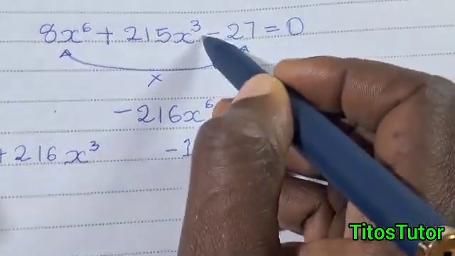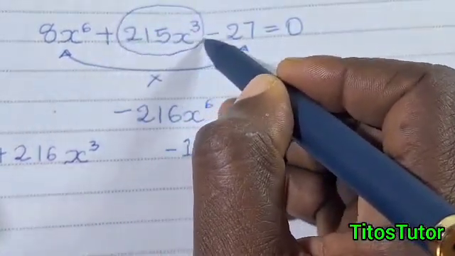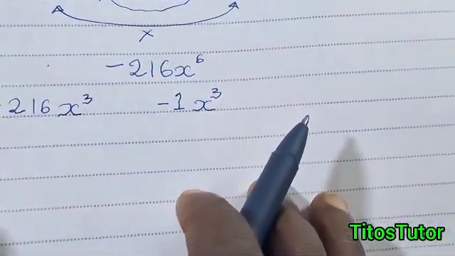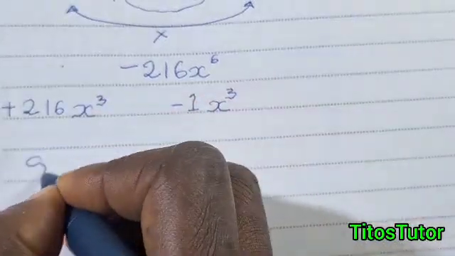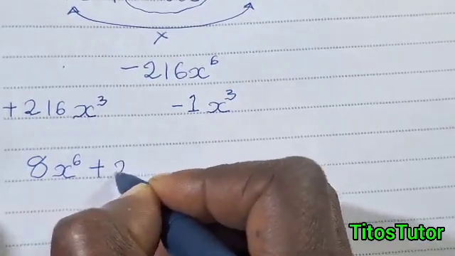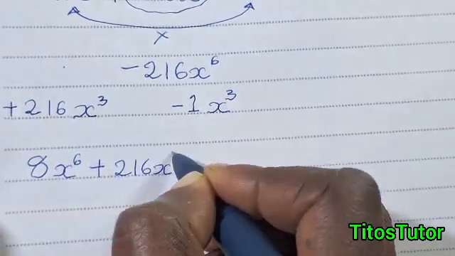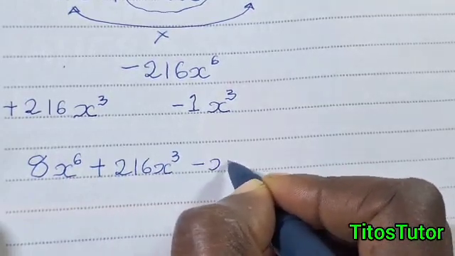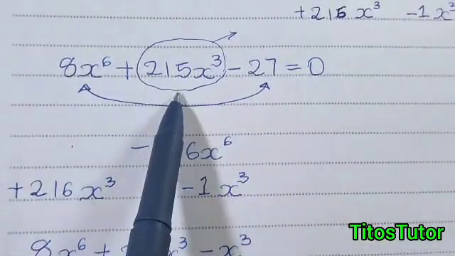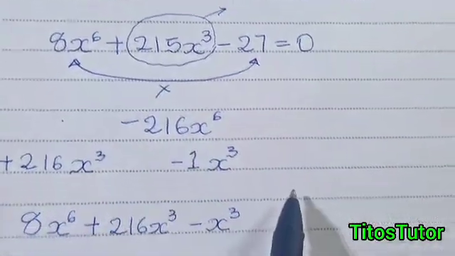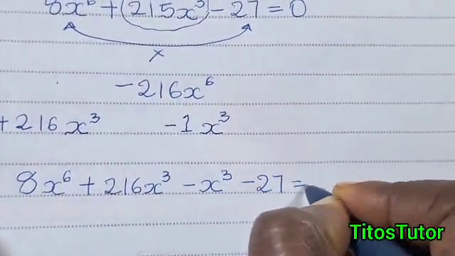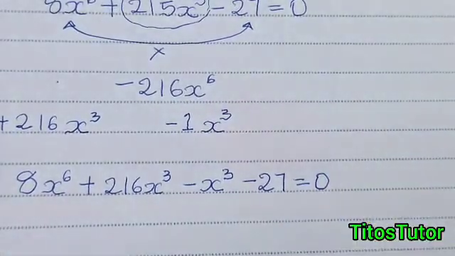So you're going to take this middle term, throw it away and replace it with these two. So let's go. I am going to write 8x raised to the power of 6 plus 216x cubed minus x cubed. These two give me the middle term that I threw away. So I'm going to complete the equation by writing the constant, and it is equal to 0.